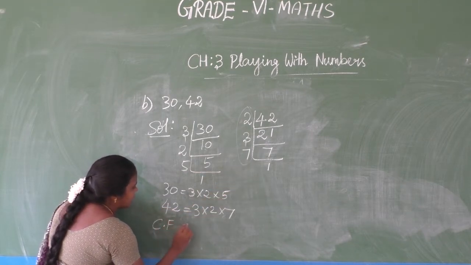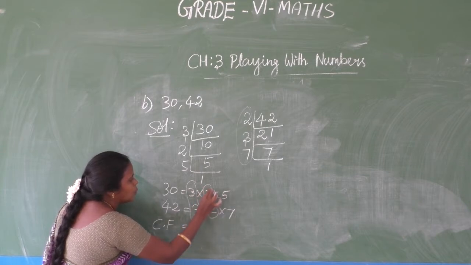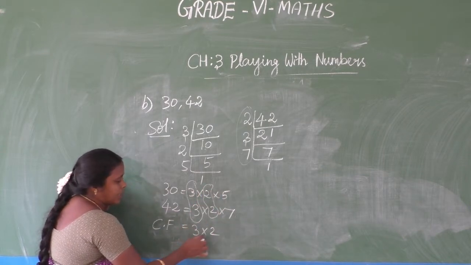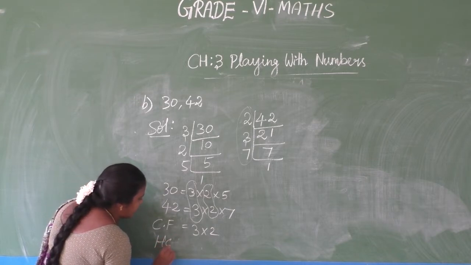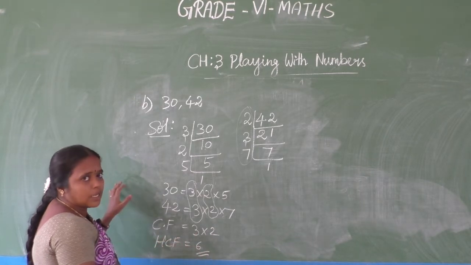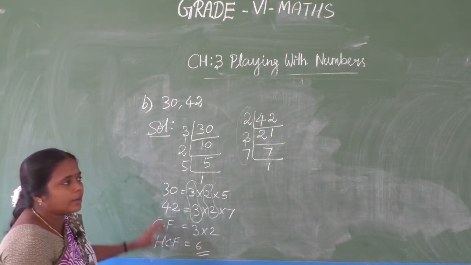Common factors: 3 and 2. Multiply the common factors, that is our required HCF. So 3 2s are 6. For these numbers also the HCF is coming as 6 only. Clear, children?